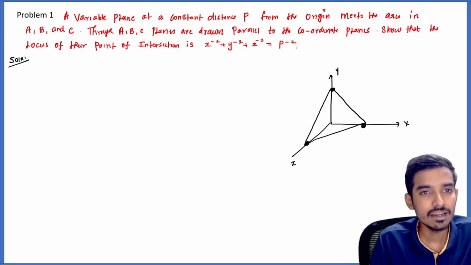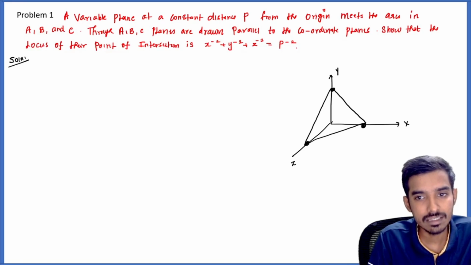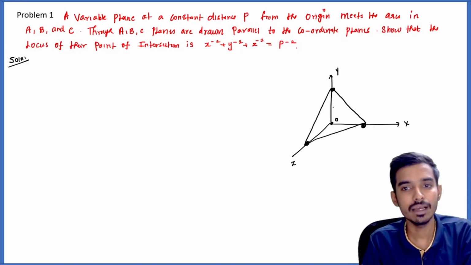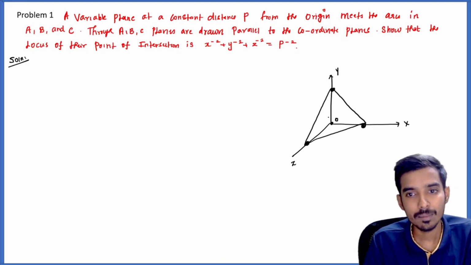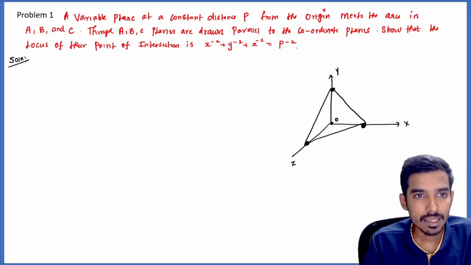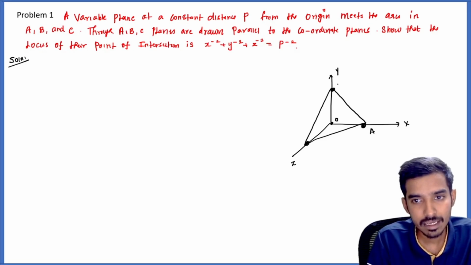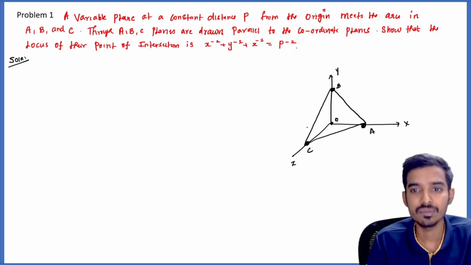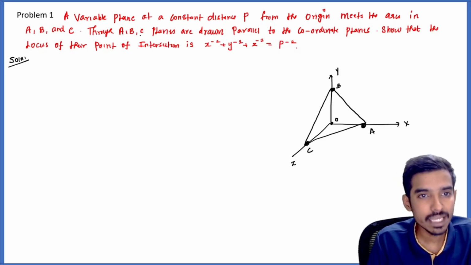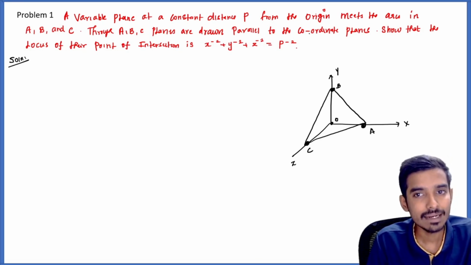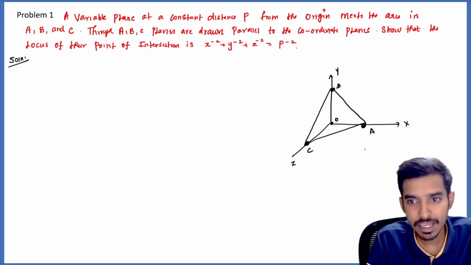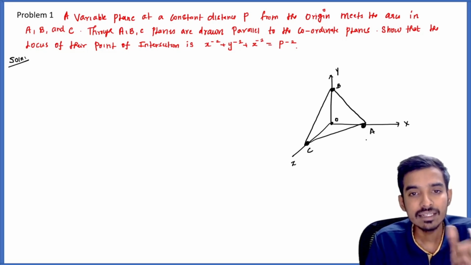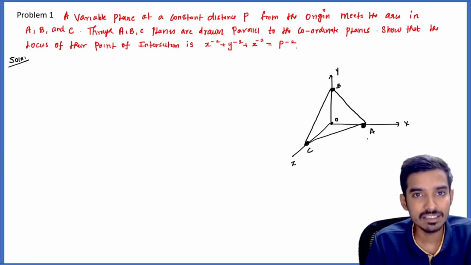A variable plane is at a constant distance p from the origin, that is, the distance between the origin and the plane is p. I'm not marking it here. It meets the axes in A, B, C. Let this be A, let this be B, let this be C. Now, through A, B, C, planes are drawn parallel to the coordinate planes. So through A, B, C, we need to draw planes that are parallel to the coordinate planes.